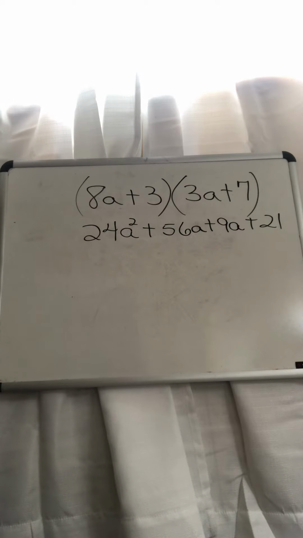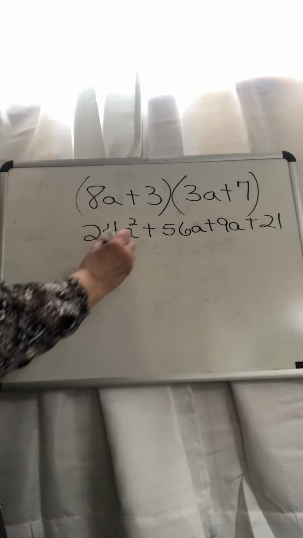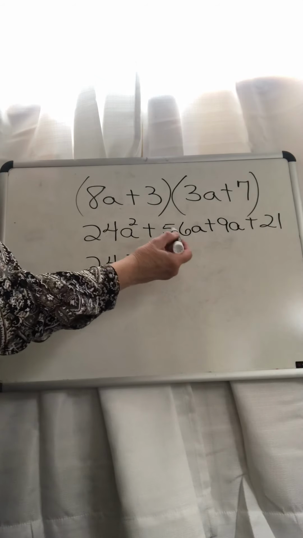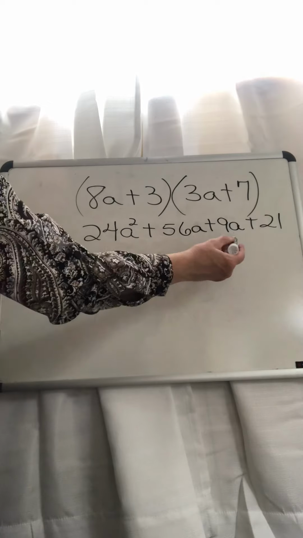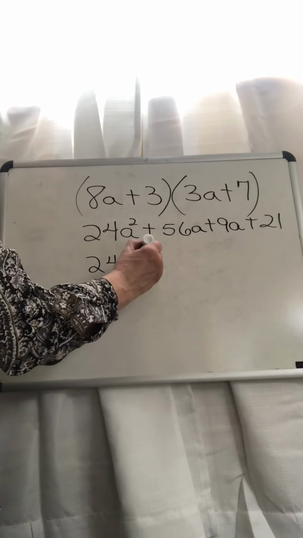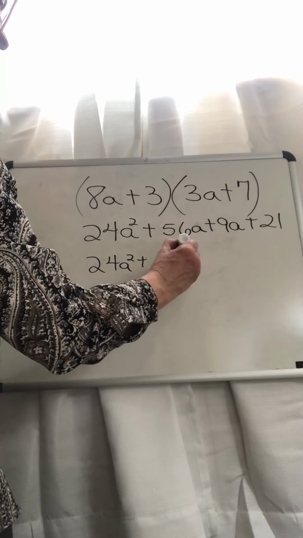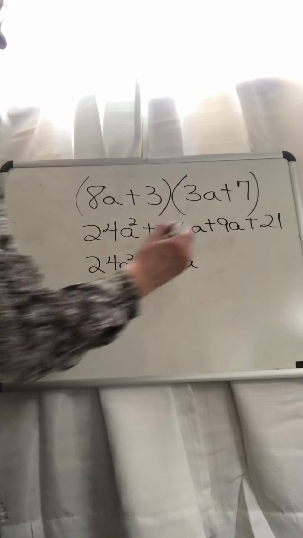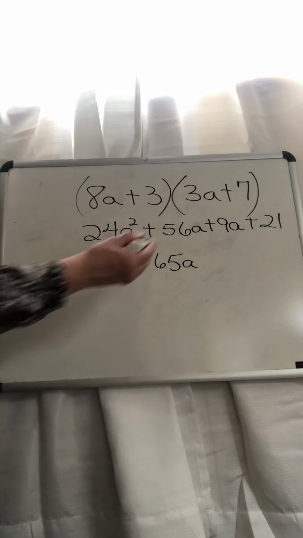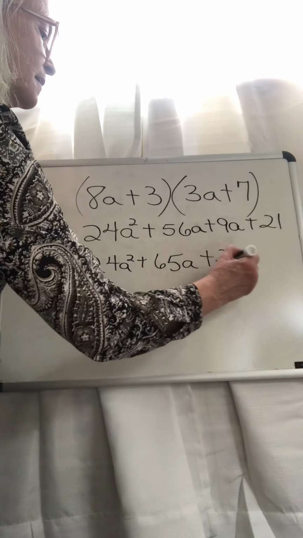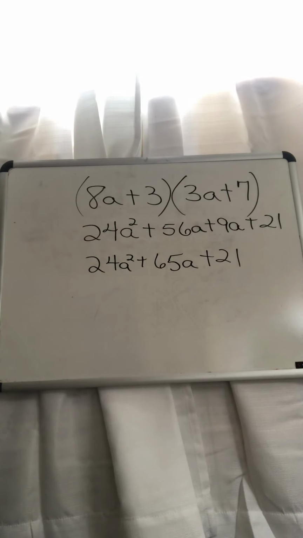So now we're looking for like terms. 24a squared has no like terms, so we're just going to copy it over. The 56a and the 9a are like terms, so we're going to add those together. So that's going to give us 65a. We're adding, so remember we're only adding the coefficients. And then the 21 is added to that. And so our final answer is 24a squared plus 65a plus 21.